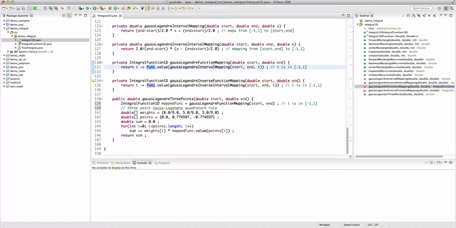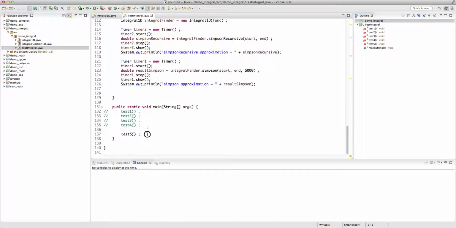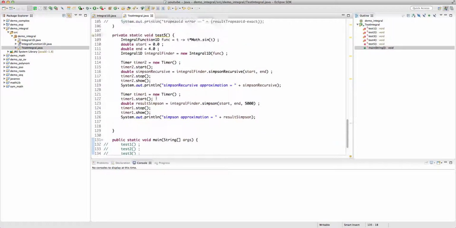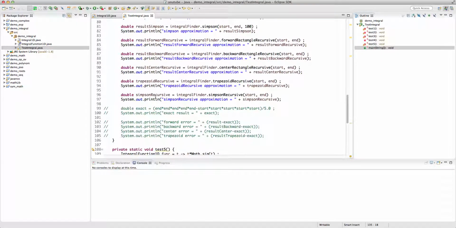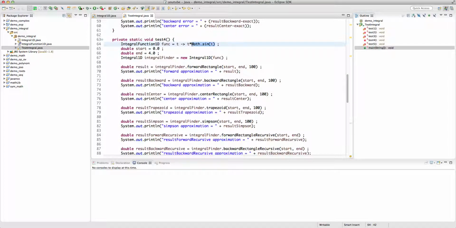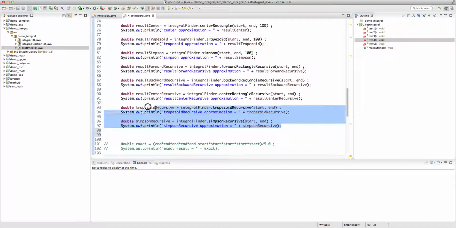Now the problem is that if the interval is a large interval, the 3-point rule is not going to give you an accurate result, right? So let's go and test it first. In test 4, we had different types of methods. Let's say we want to do t cubed, for example, and Simpson recursive. So I'm going to remove these.